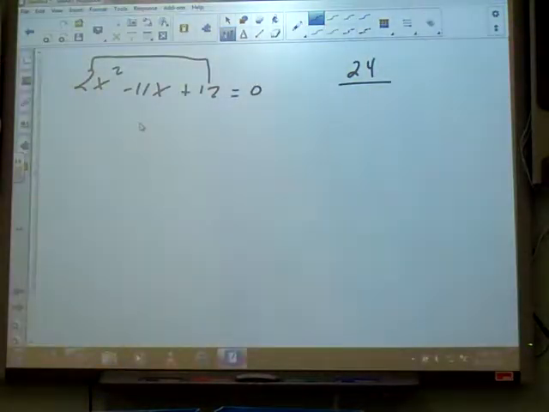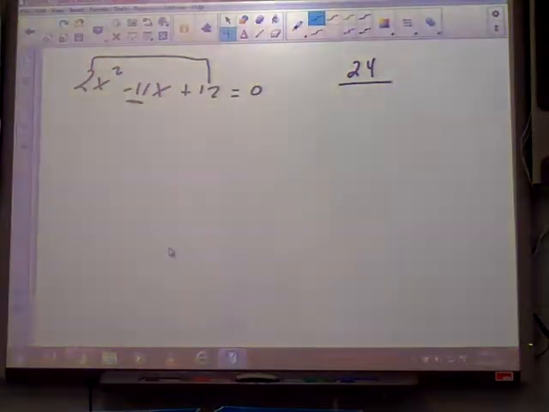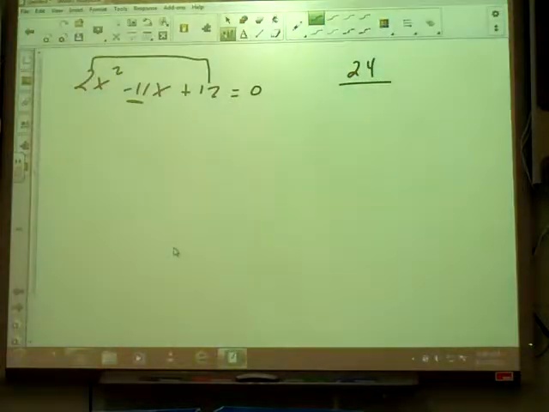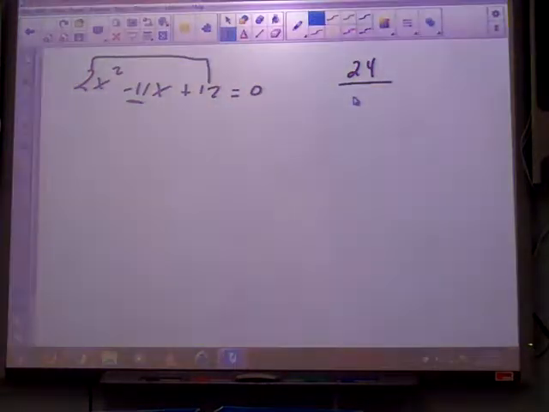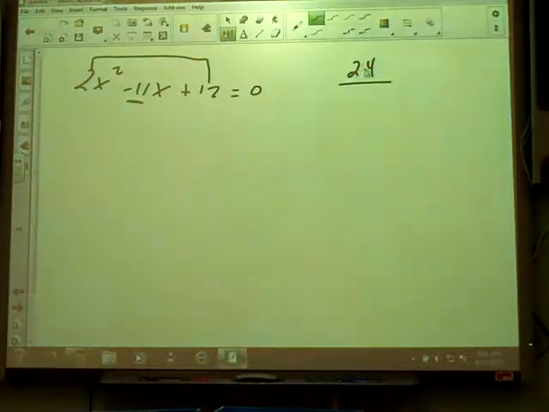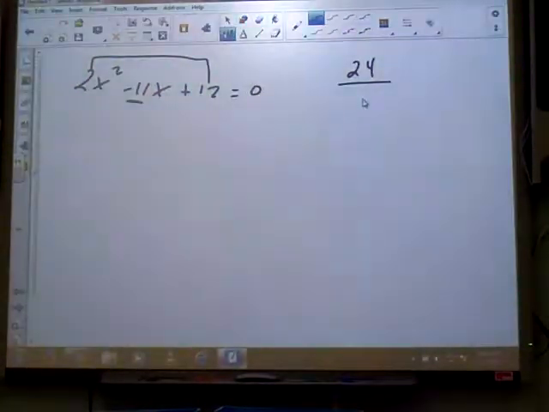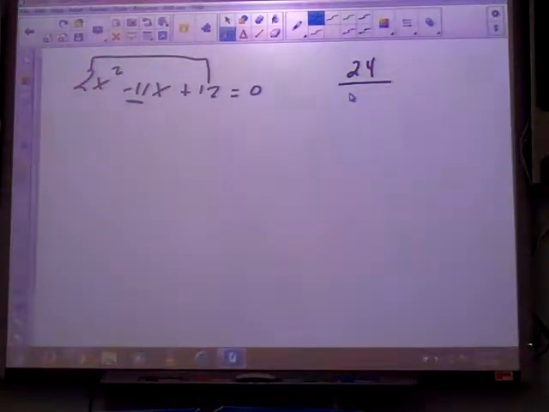Okay, I need the factors of 24. Guys, pay attention. That adds to negative 11. Anybody know them, or do I need to start listing? Okay, 4 and 6. That would get 10. They have to multiply to make positive 24, and they have to add to make negative 11.